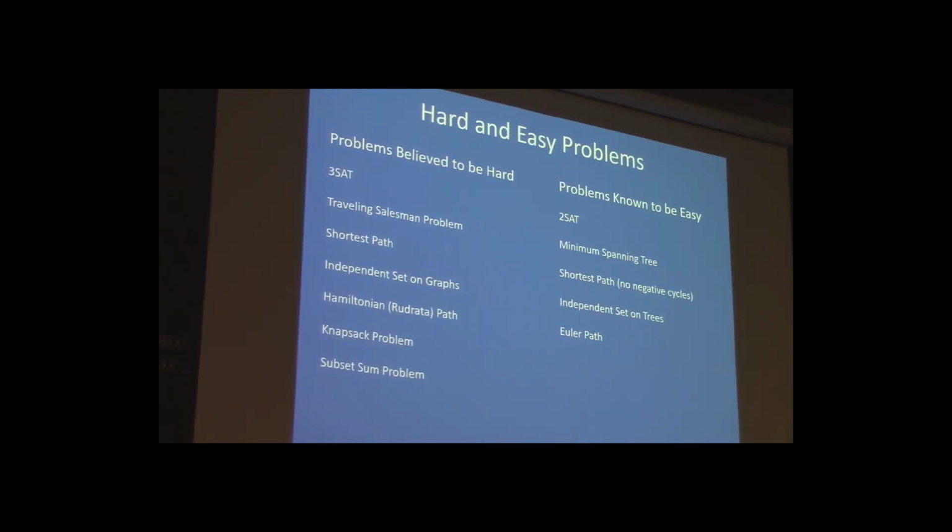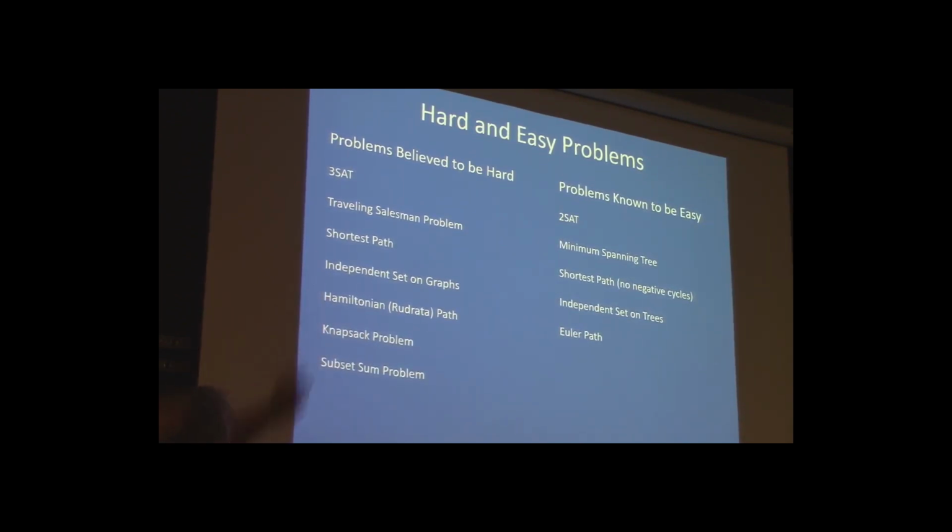Minimum spanning tree is easy. You solved that. Shortest path with no negative cycles. We solved that. Independent set on trees. The independent set problem was what I was talking about over there. Turns out if your graph is a tree, the independent set problem on trees can be solved efficiently. The Euler path problem can be solved easily. On this side are problems believed to be hard.